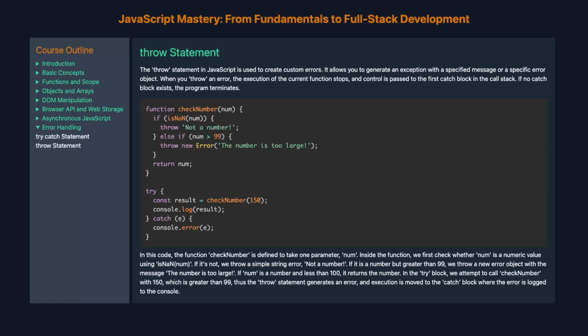In this code, the function checkNumber is defined to take one parameter, num. Inside the function, we first check whether num is a numeric value using isNaN(num). If it's not, we throw a simple string error, "not a number". If it is a number but greater than 99, we throw a new Error object with the message "the number is too large". If num is a number and less than 100, it returns the number. In the try block, we attempt to call checkNumber with 150, which is greater than 99, thus the throw statement generates an error, and execution is moved to the catch block where the error is logged to the console.